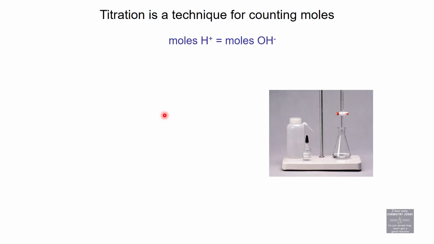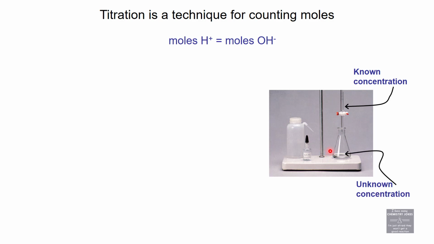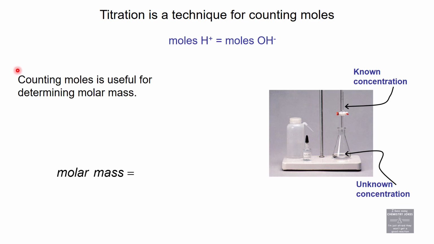Titration is a technique for counting moles. We're going to have a titration where we have a known concentration of something in our burette and an unknown concentration of something in an Erlenmeyer. It could be an acid or a base in either of those, and there are other types of titrations too, actually. So one of the things that we can use a titration for is determining molar mass.